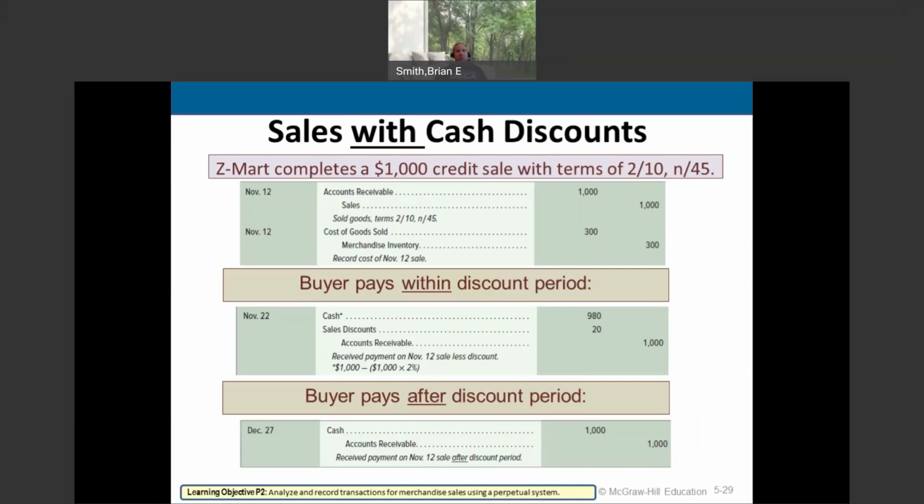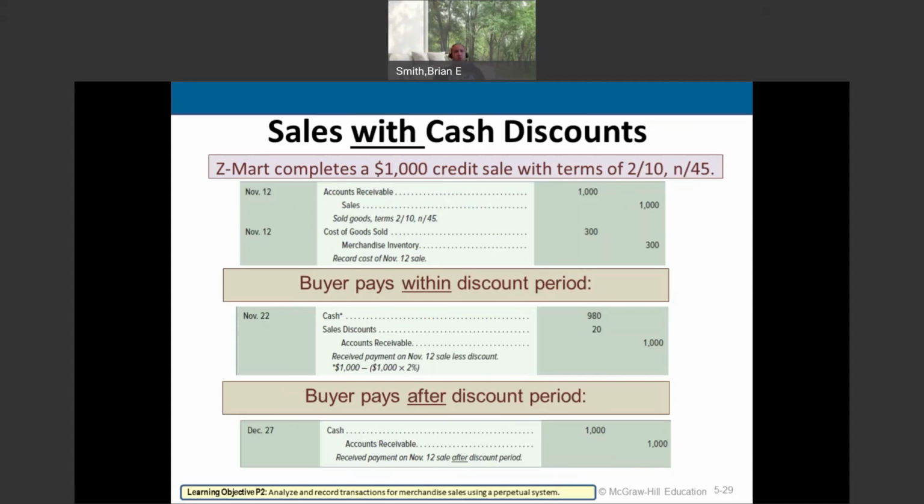So in this situation, on November 22nd, if our customer pays within the discount period, we're going to let them take the discount. We're only going to receive the amount of money that is the total cost minus the sales discount. All you're doing is taking that $1,000, multiplying it by either 2% to find out what the sales discount is, or multiplying it by 98% to find out what the cash we're bringing in is. Either way is fine. And then you can just take the 1,000 and subtract out whichever one you did, and that will be the answer for the one you didn't do. If they pay after the discount period, it's a debit to cash, credit to accounts receivable.